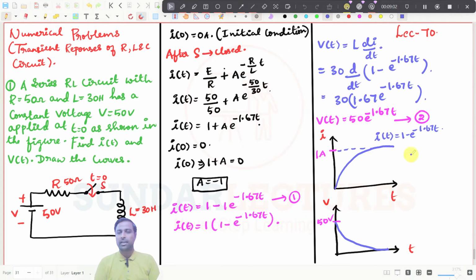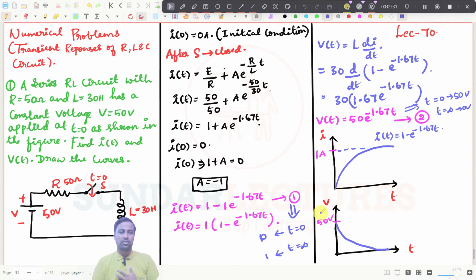You put in this expression t is equal to 0 and t is equal to infinity. For the current, for t is equal to 0 you will get 0, and for t is equal to infinity you will get 1 ampere. For this voltage expression, for t is equal to 0 you will get 50 volts, and for t is equal to infinity you will get 0 volts. So that is the curve.